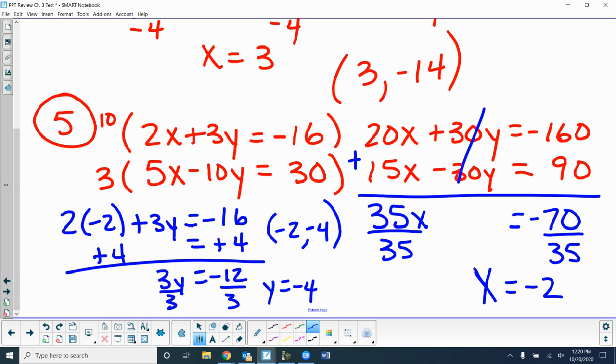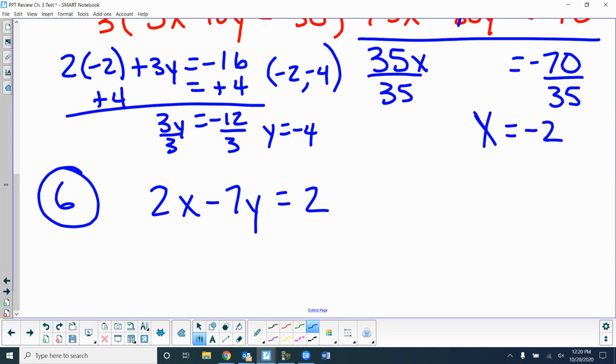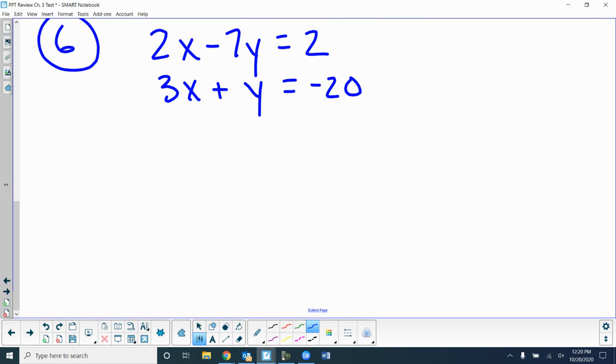All right, number 6. We've got 2x minus 7y equals 2, and 3x plus y equals -20. So what's the easiest to get the same for this problem? Yeah, the y's, because all I have to do is multiply the bottom by 7. But if you got the x's the same, it's okay. Just did a little bit extra work.